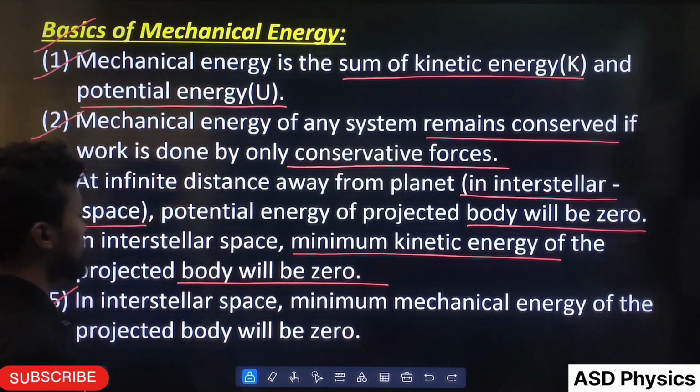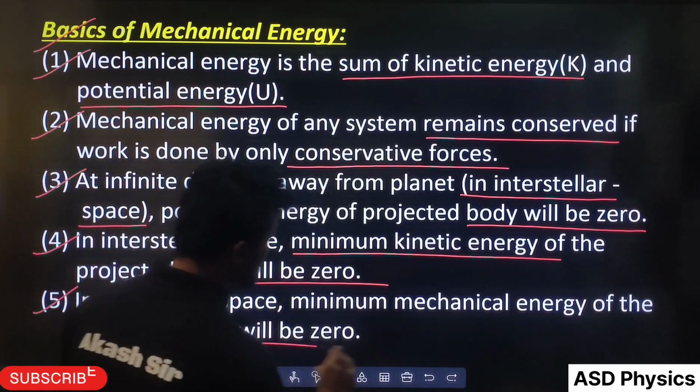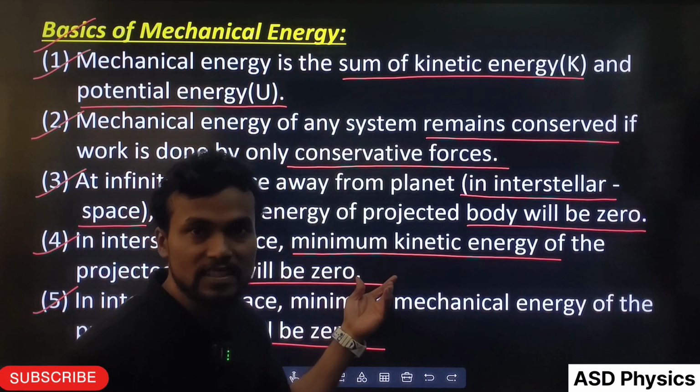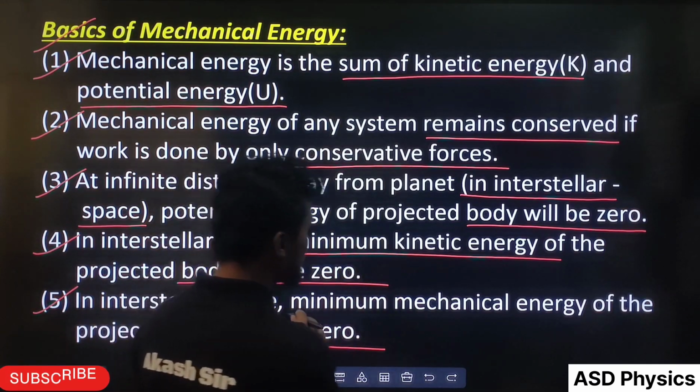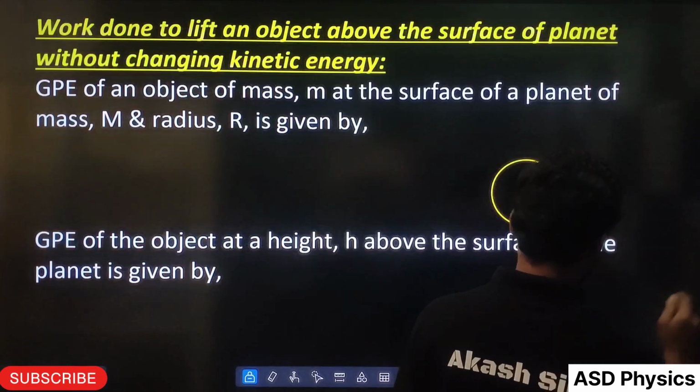Next one, in interstellar space, minimum mechanical energy of the projected body will also be zero, because potential energy is zero and minimum kinetic energy is zero. That means minimum mechanical energy will be how much? Zero. Okay students, now let's go to the application.